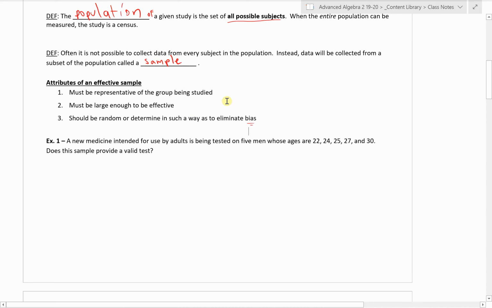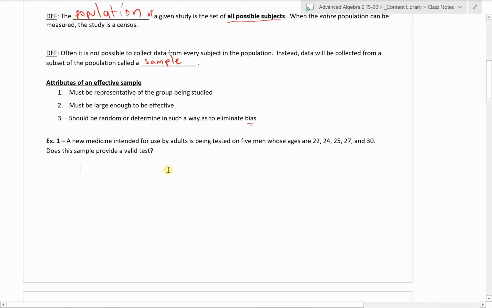So let's look at an example here of a sample and see if we can evaluate its efficacy. It says a new medicine intended for use by adults is being used on 5 men whose ages are 22, 24, 25, 27, and 30. The question is, does this provide a valid sample?